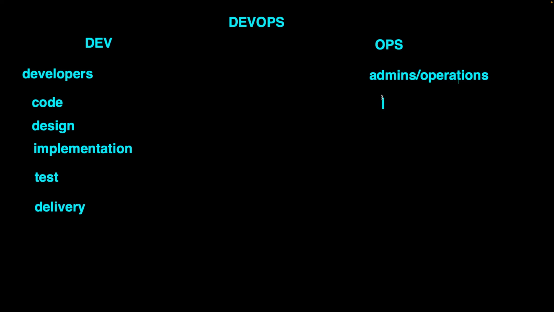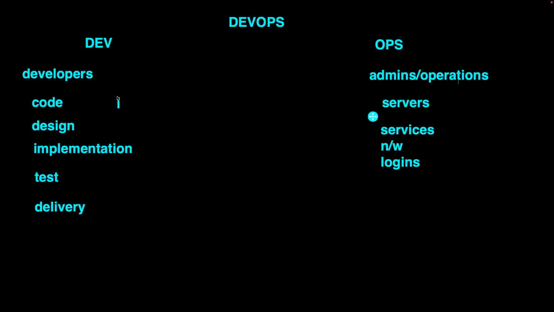And ops teams have to look after the servers, right? Services running on those servers, networks, logins, and so on. So let's assume these are the two teams and these are their major tasks. Operations work on the servers, services, networks, logins, and all.